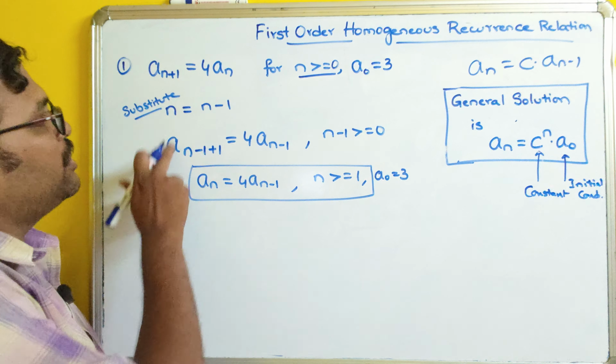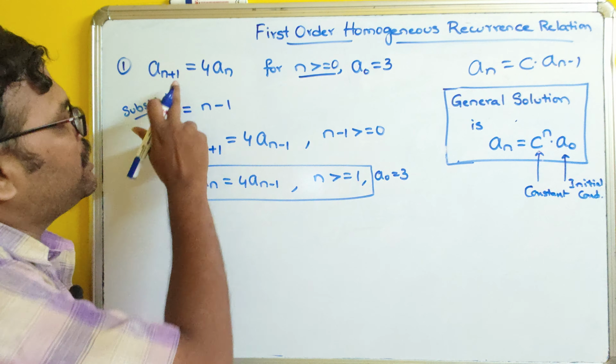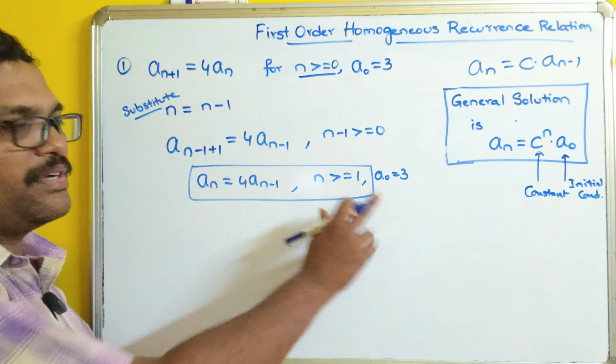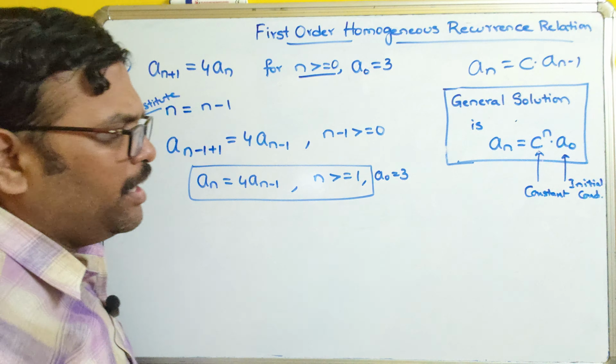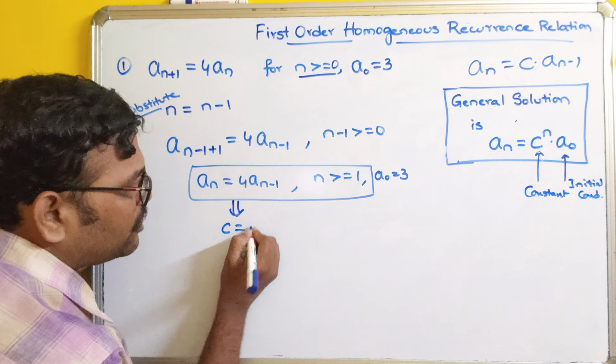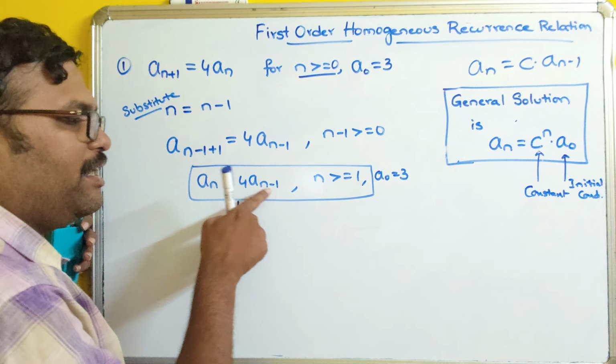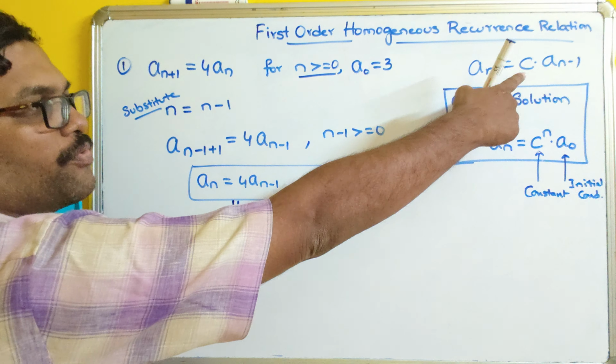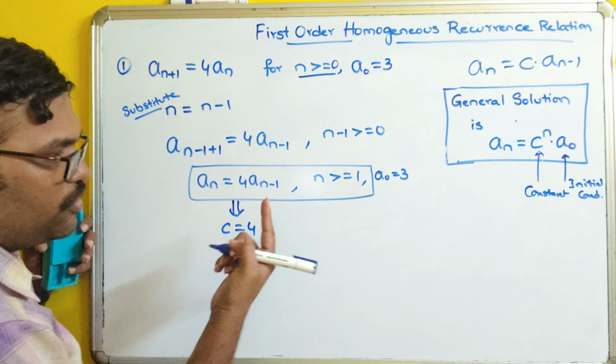So here we will be substituting n with n minus 1 so that we will be getting a first order recurrence relation. Now the remaining process is the same. So from this part we know c is equal to 4, because an and an minus 1, this is c. So from this formula, we will be getting c is equal to 4.